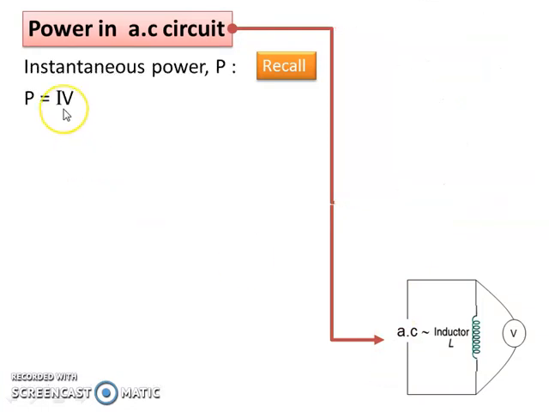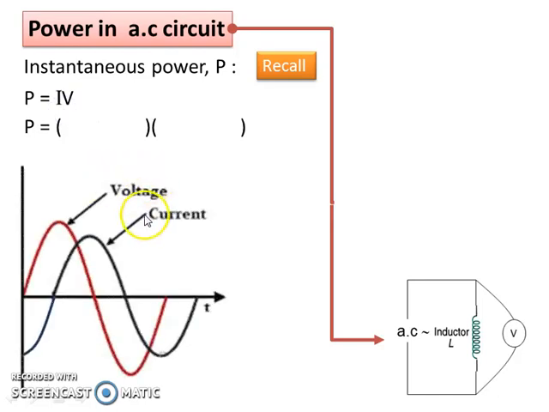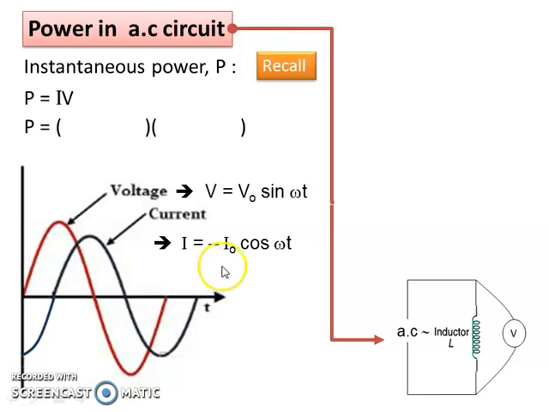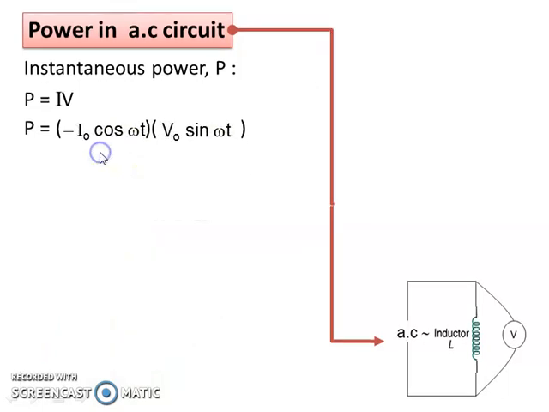So the power we use equals IV, and voltage is given by V naught sine omega t. This is the initial voltage we discussed in the previous video on this YouTube channel. And we get I equals negative I naught cos omega t. We substitute into the equation and we get P equals negative I naught V naught cos omega t sine omega t.